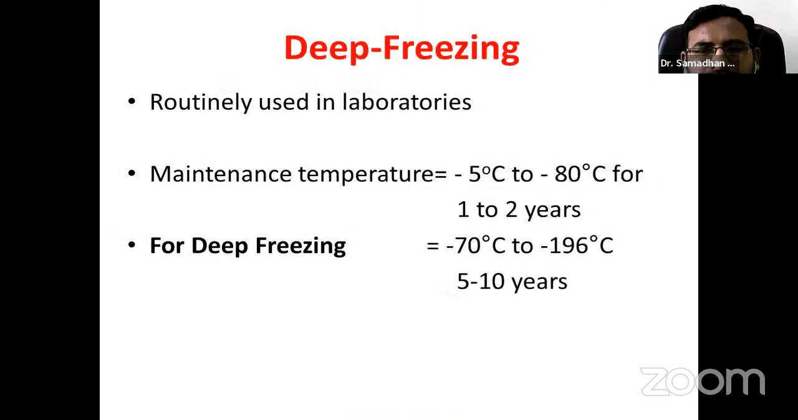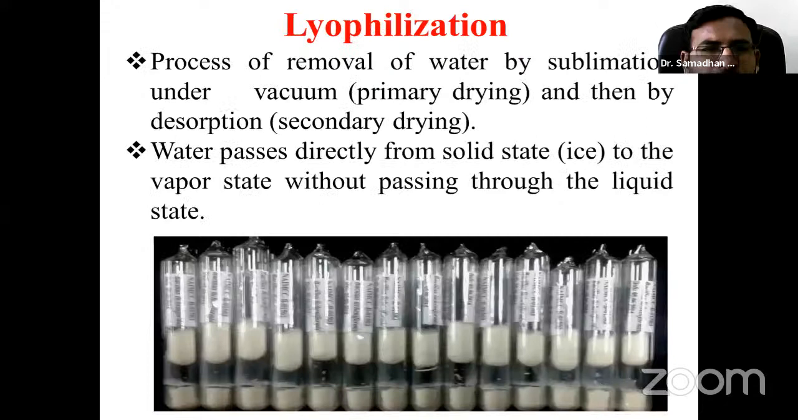These are some deep freezing methods routinely used in laboratories, where the maintenance temperature is minus 5 degrees Celsius to minus 80 degrees Celsius, which stores for 1 to 2 years. Then another deep freezing method is minus 70 degrees Celsius to minus 196 degrees Celsius, that is 5 to 10 years. Then lyophilization. What is lyophilization?